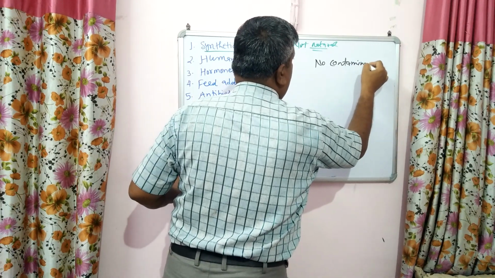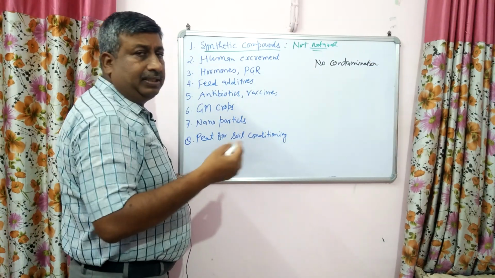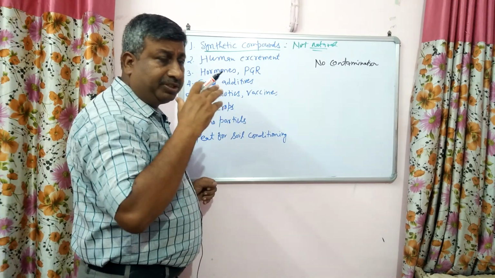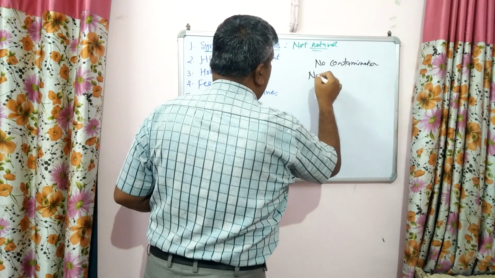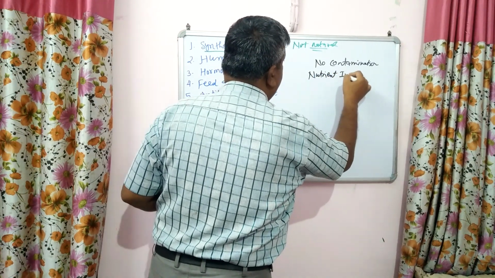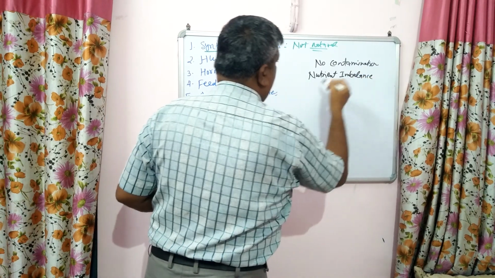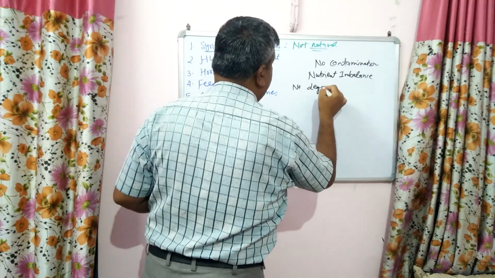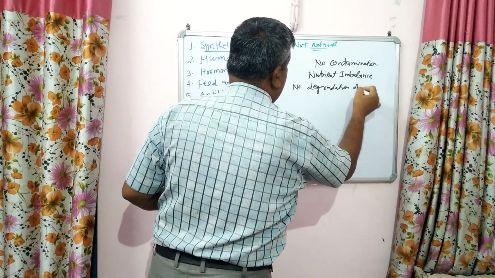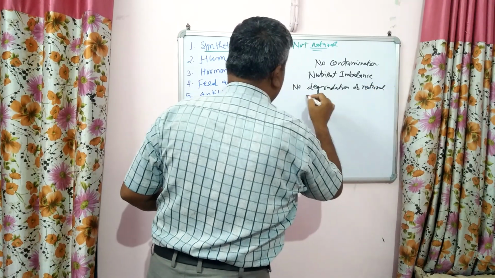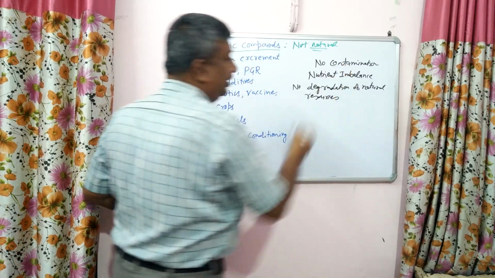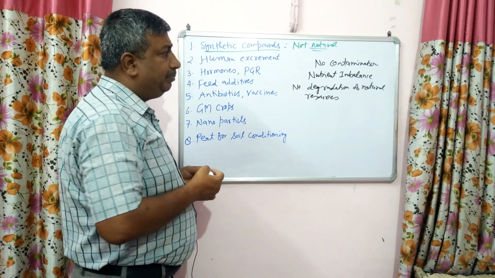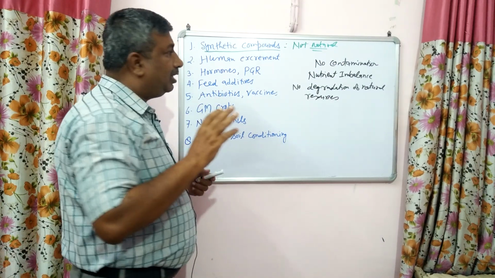For example, in case of Khaira disease of rice, zinc sulfate can be used as a remedial measure, but with the restriction that there is no contamination, no nutrient imbalance, and no degradation of natural resources. If these conditions are fulfilled, then some micronutrients can be used. Copper sulfate, copper oxychloride and elemental sulfur can be used with restriction. So some restricted uses are there.